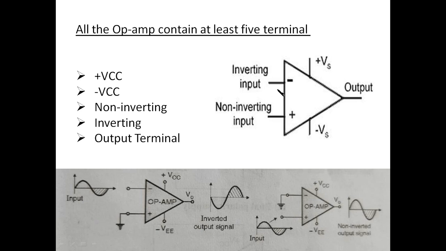So what is meant by inverting input? If we apply input to the inverting terminal, we will get a phase-shifted signal at the output, that is 180 degrees, and the remaining terminal should be grounded. This is nothing but the inverted output signal. Next, if we apply input to the non-inverting terminal, we will get the same signal with the same phase at the output. This is called a non-inverted output signal.